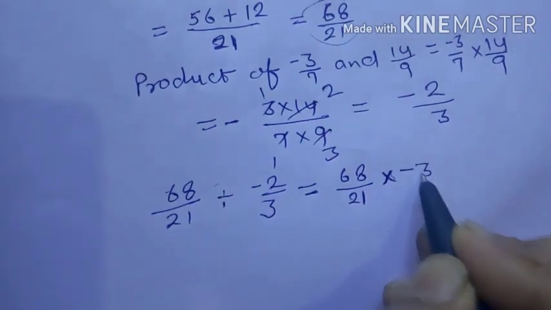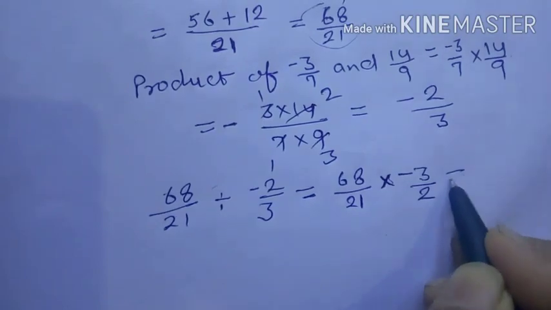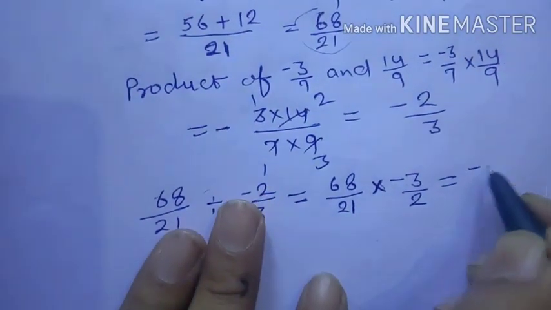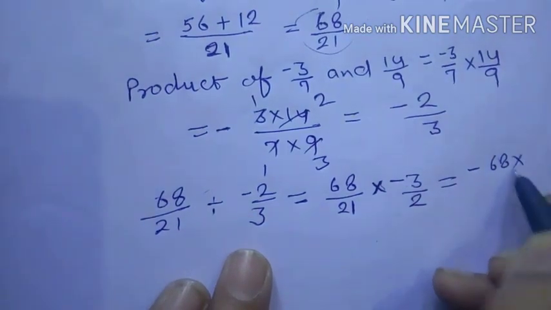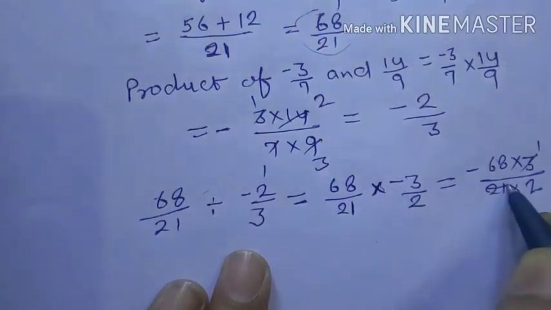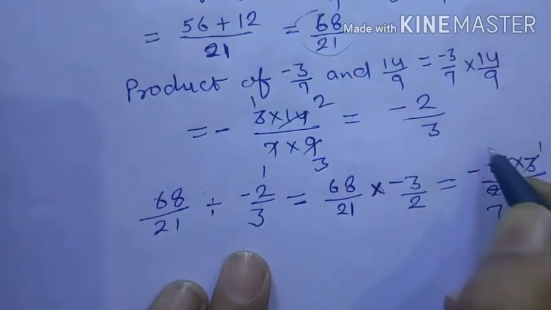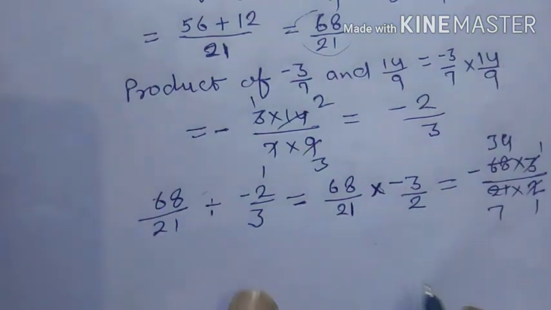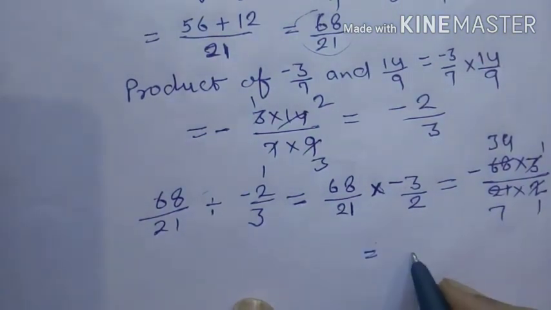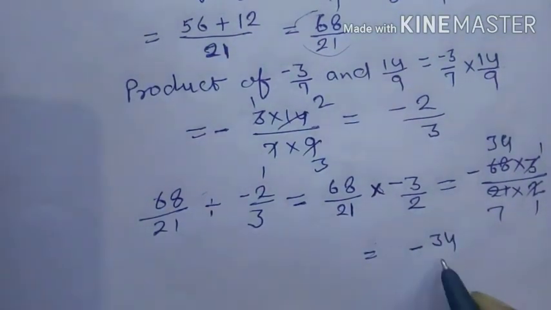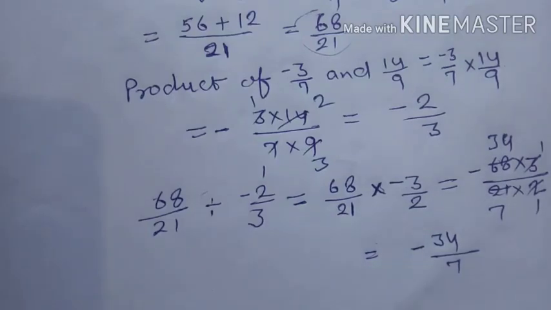What is that? That is minus 3 upon 2. Now you can see one is positive, one is negative, then the result will be negative. And here we will write 68 into 3 upon 21 into 2. Now we will cancel out: 3 1 is 3, 3 7 is 21, and 2 1 is 2. And if we cancel out 68 by 2, then the result is 34. Now students, you can see the answer of question number 7 is minus 34 upon 7. Okay, now move to question number 8.